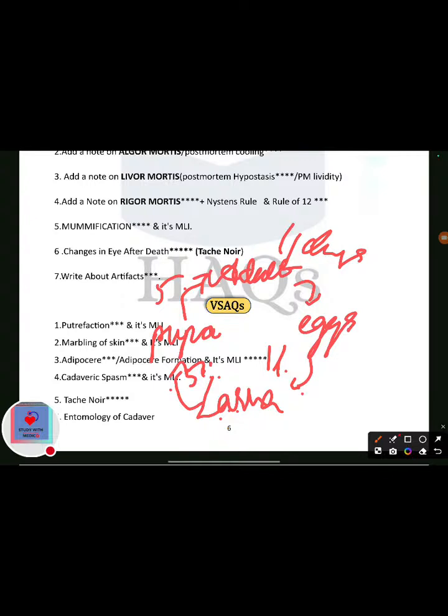What is Casper's dictum? Body decomposes in air twice as rapidly as in water and 8 times as rapidly as in the earth.